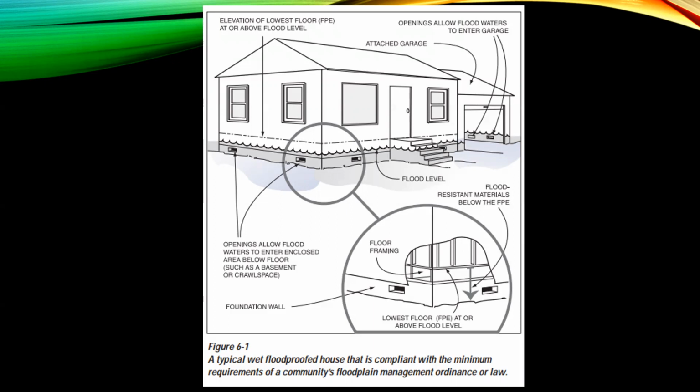So you can see all the flood openings here under the crawl space and also the attached garage. So that's another part of the structure that can be wet floodproofed as well. The elevation certificate has a section for enclosures and attached garages for making sure we have enough flood openings. And so this is just your typical compliant structure with the minimum requirements.